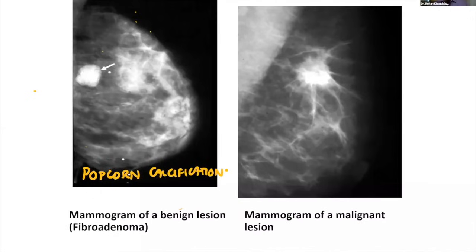You can get popcorn calcification in patients with a fibroadenoma, that is a benign lesion, also known as a breast mouse. It is mobile, right? I'll talk about that in the next few slides. In a malignant patient, you have spiculated margins and microcalcifications.